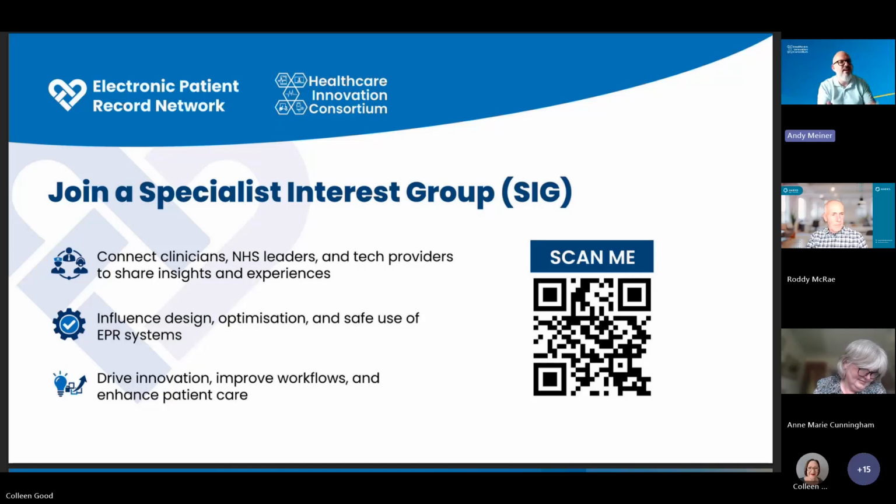We bring the NHS stakeholders in. They talk about their problems, they collaborate, they share ideas, and then we bring our network members in, who are software vendors, to help them solve the problems. It's a great way of engaging. So if you'd like to get involved and join a specialist interest group, the QR code is on there. Please scan and come and get involved.